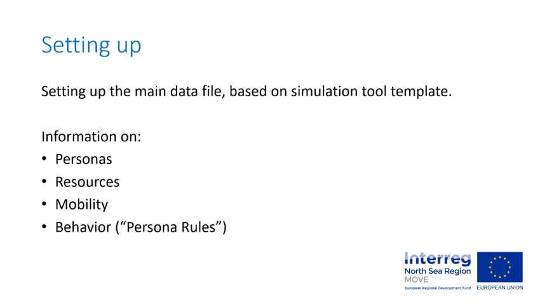In setting up the main data file using the data we gathered, the following 4 categories are especially important: personas, resources, mobility, and behavior, which is also called persona rules.